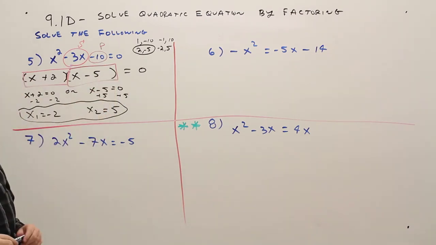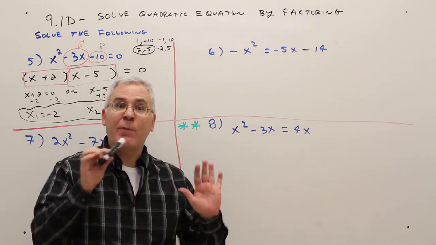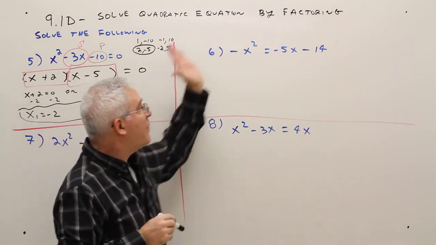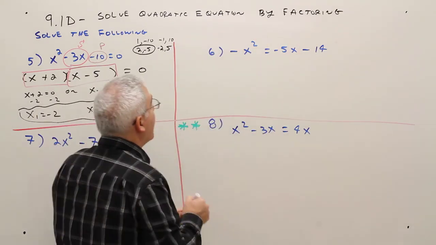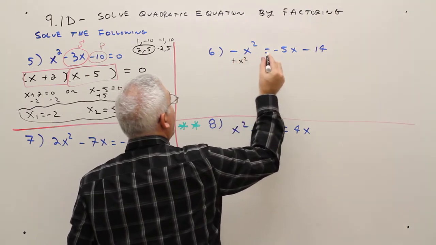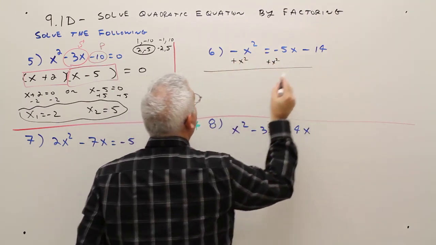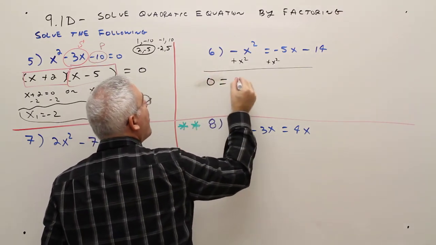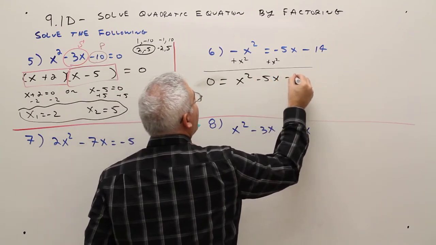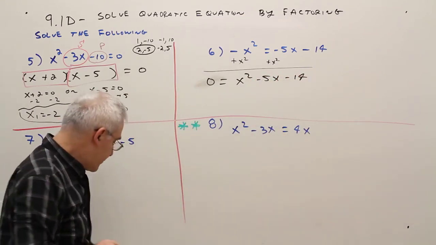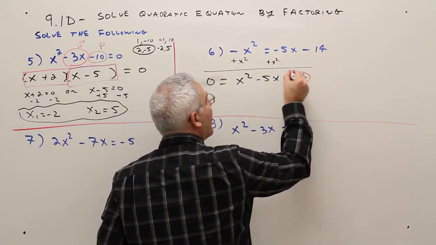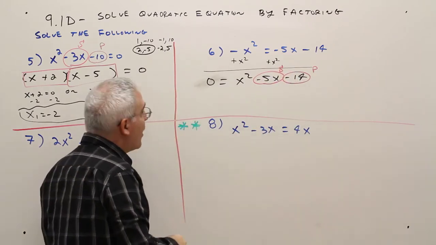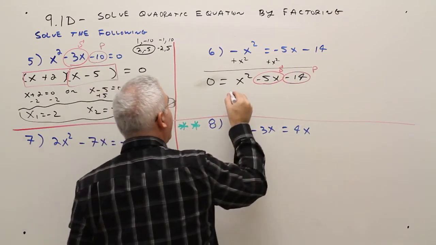All right, example 6. I'm not in standard form, so my first step is to get in standard form. I don't like a lead coefficient that's negative, so I'm going to bring everybody over to the right-hand side. So basically I'll be going plus x squared here and plus x squared here, resulting in 0 equals x squared minus 5x minus 14. Okay, once again, I'm looking for two numbers that have that product and that sum.